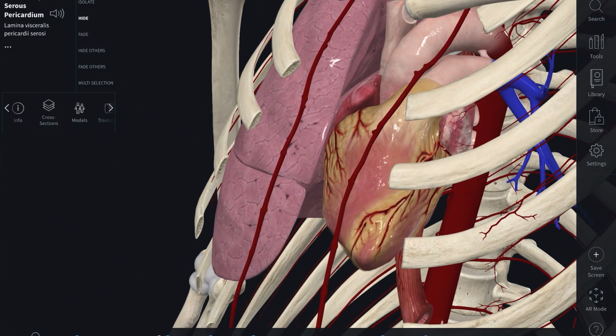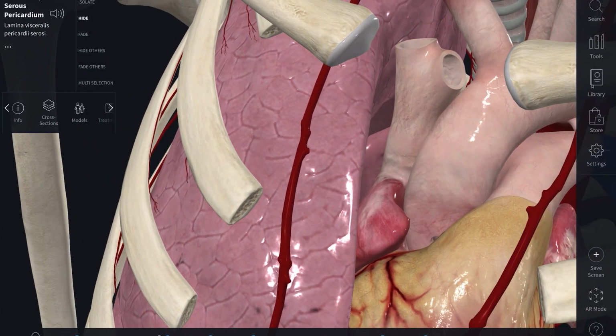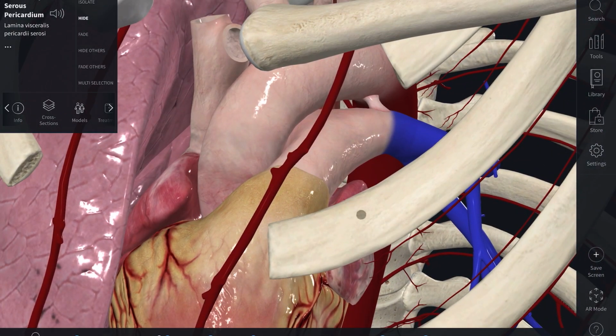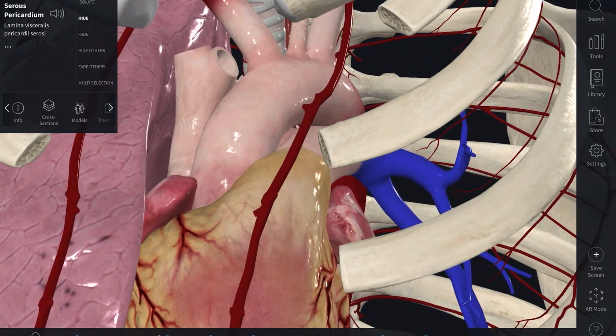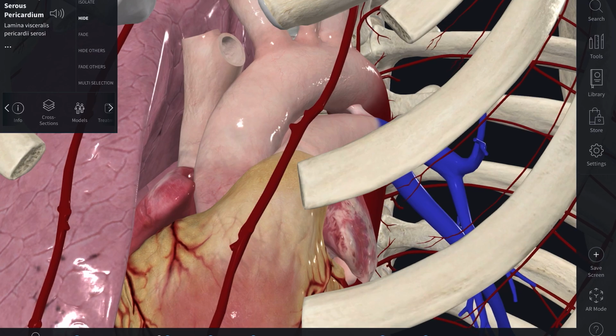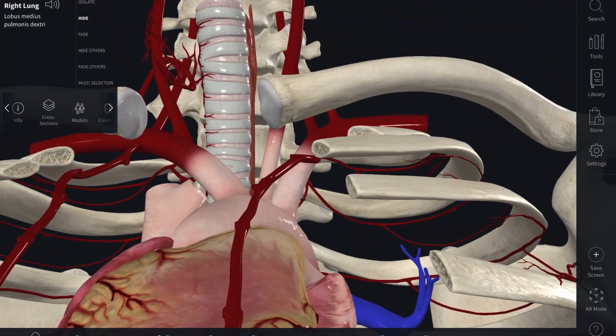We can see the lung right here, and we've got our pulmonary arteries coming out of the pulmonary trunk, coming into the lung. Let's go ahead and remove this. All right.